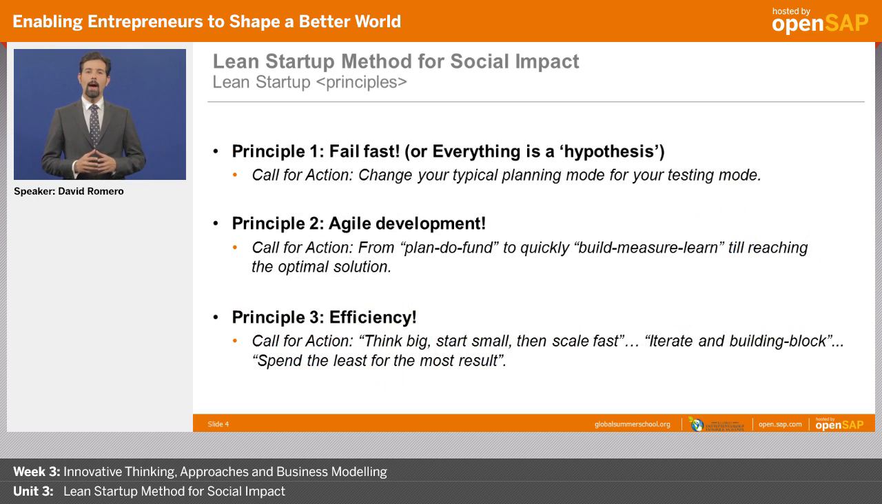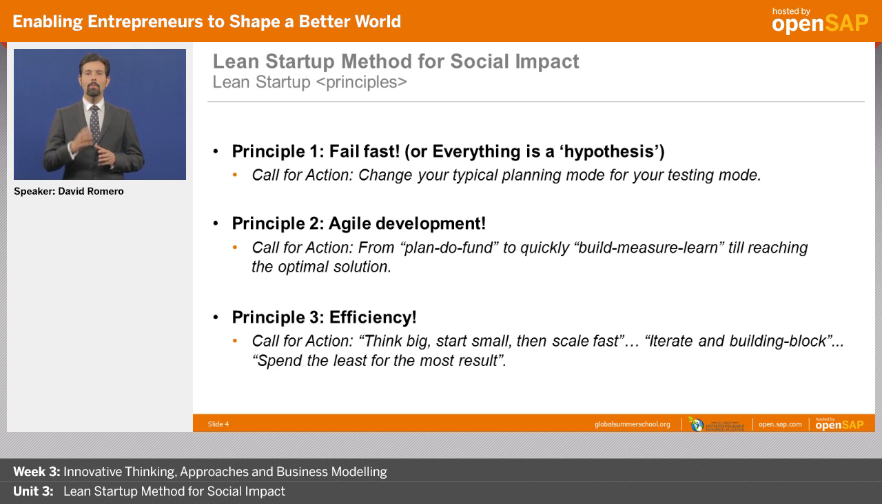Therefore, we can summarize the Lean Startup method in 3 principles. Principle 1 is fail fast, or everything is a hypothesis. And the call for action for you is to change from your planning mode to your testing mode. The principle 2 is about agile development. And in this sense, the call for action again for you is to change from the plan, fund, do strategy to the build, measure, learn strategy.